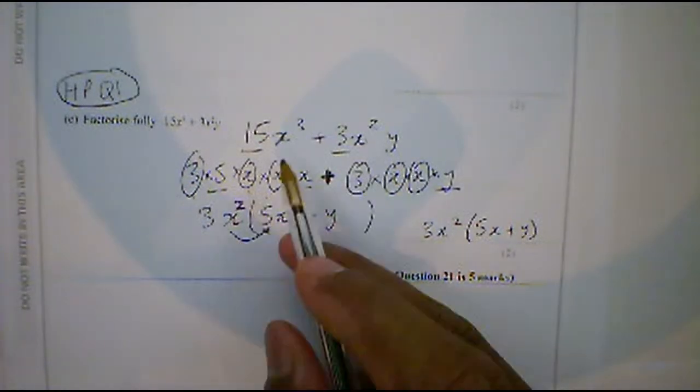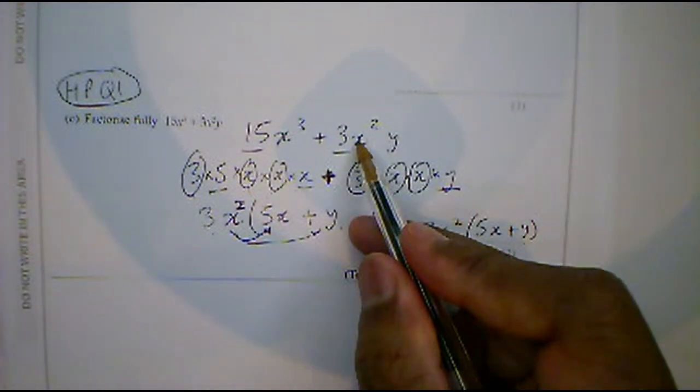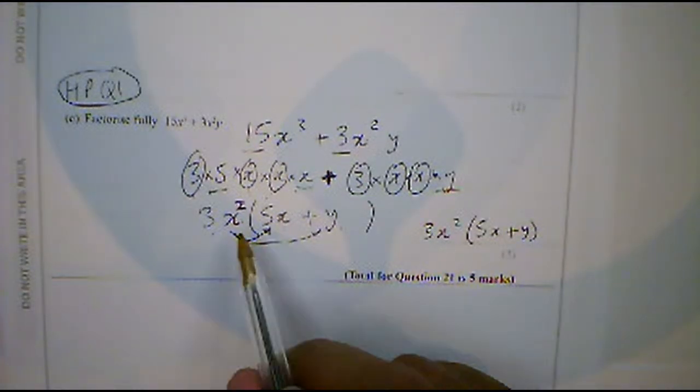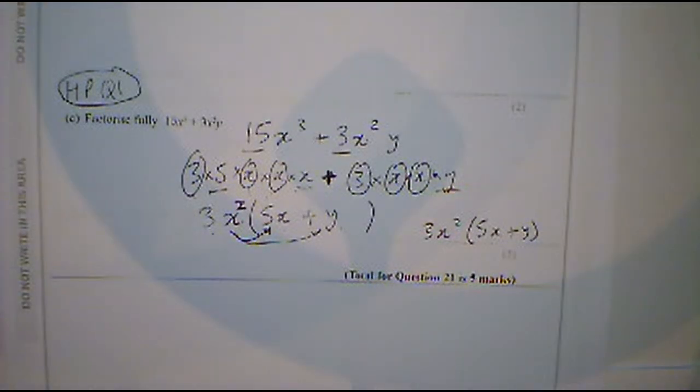When you expand this, does it give you that? Yes, it does. 3 times y gives you 3x squared y is there. And I got to this part as well. So x squared times x gives you x cubed. Okay, well done if you're getting these correct.